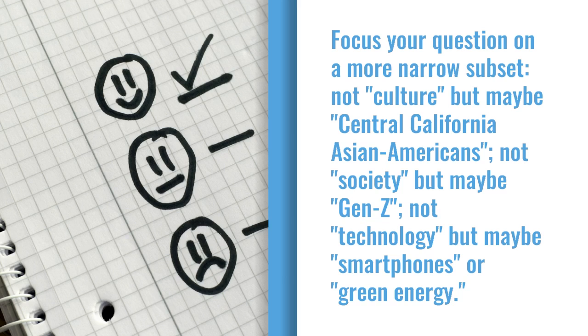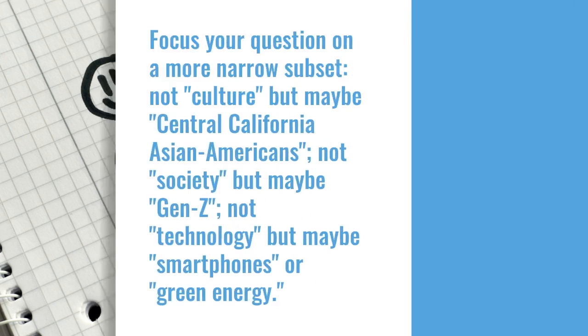Finally, focus your question on a more narrow subset. For example, not culture, but maybe Central California Asian Americans. This will help you manage the scope of your project so that you're not tackling a demographic that would take a book to cover. I think we'd be hard-pressed to write about society with any depth in 6 pages. But in 6 pages, we can write about how the cultural norms of Generation Z correlate to increasing cases of obesity in the United States.